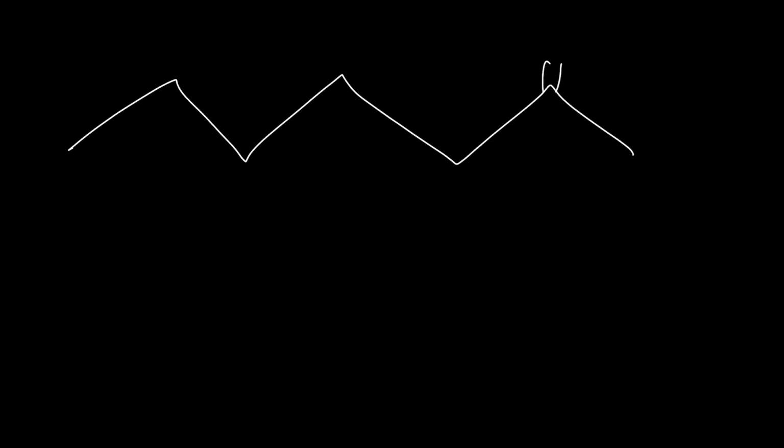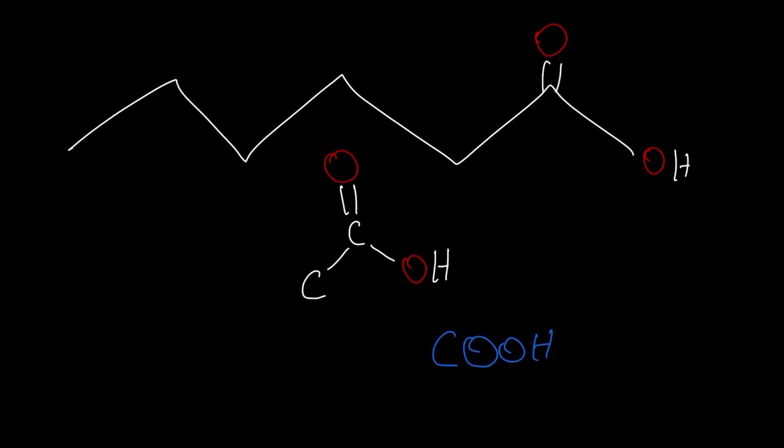Now let's talk about a carboxylic acid. So this right here is a carboxylic acid. A carboxylic acid is an oxygen which is double bonded to a carbon, and that carbon connects to another carbon and an OH. And if you ever see it written out, it's going to look like COOH, and this is called, I forgot to write it, but carboxylic acid.